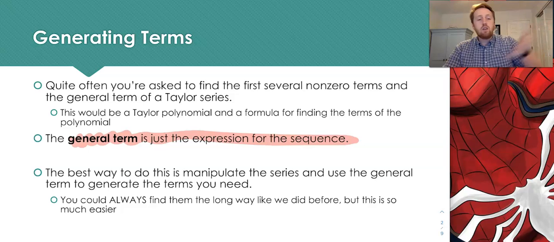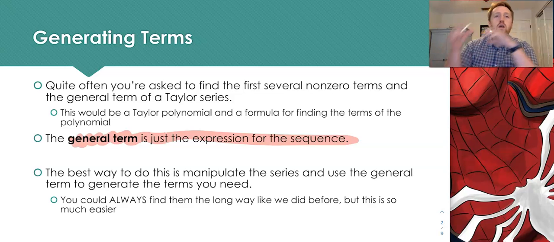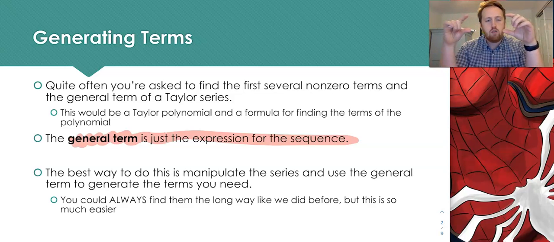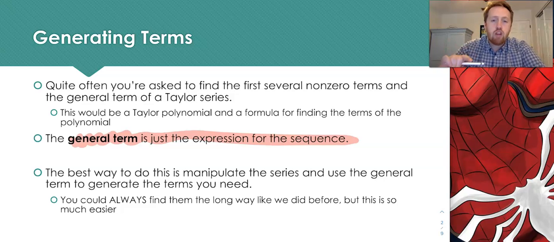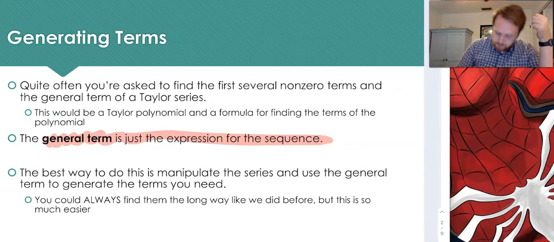The best way to do this, to get these non-zero terms for this random series, is manipulate the general term and then generate the terms after that. So like you could create the first 4 non-zero terms for the original and manipulate those terms, but I just think it's easier to find your new general term and then plug in n equals 0, 1, 2, 3, etc. until you have 4 non-zero terms. So let's go ahead and do that.